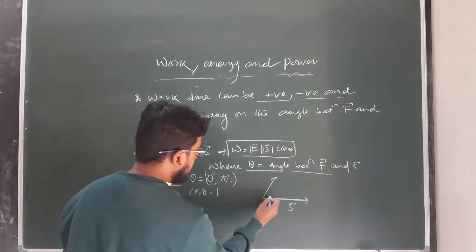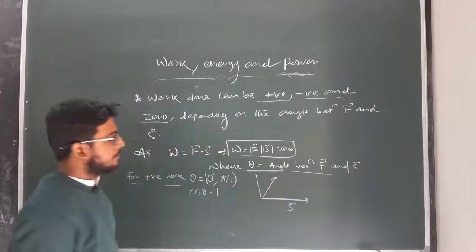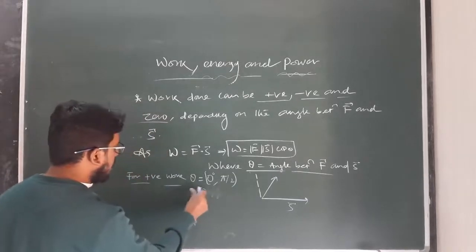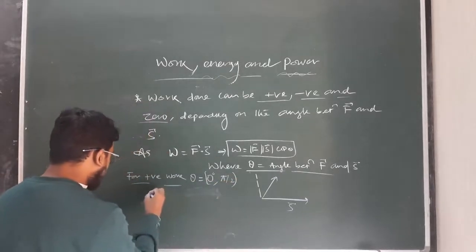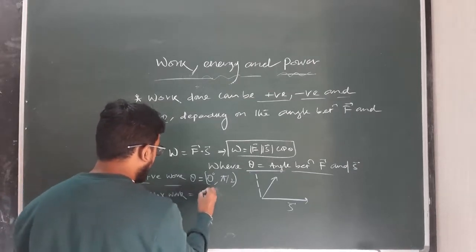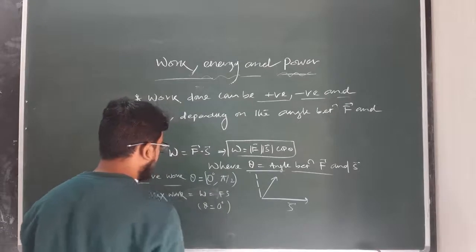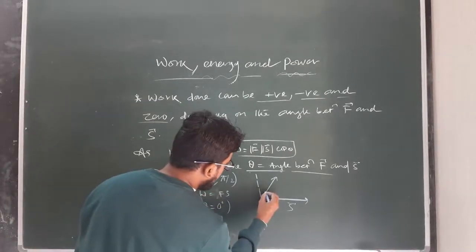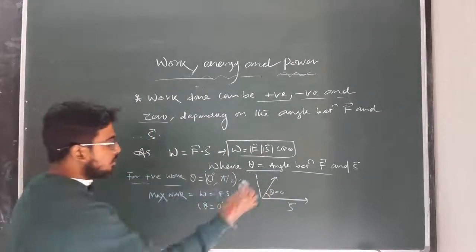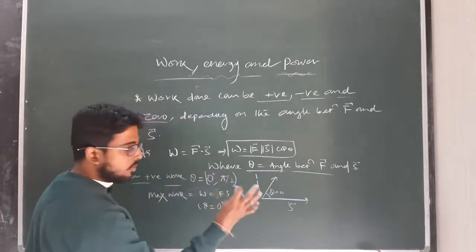here if theta lies between 0 to 90, then the work done will be positive, and for positive work theta lies between 0 to pi by 2 and maximum work equal to Fs when theta equal to 0 degree. When theta will be 0, if this angle will be 0, then the work done will be maximum and positive. So if theta varies between 0 to 90 open, that means 90 degree is excluded.